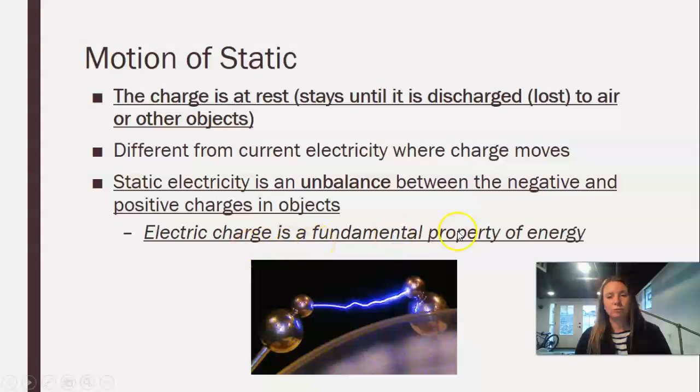Electrical charge is a fundamental property of energy, meaning that it can be moved back and forth, back and forth. And so these two metal objects here probably had potential energy, and then there was a surge of heat that moved through the system and it caused this electrical spark.